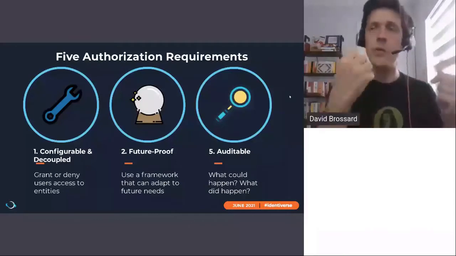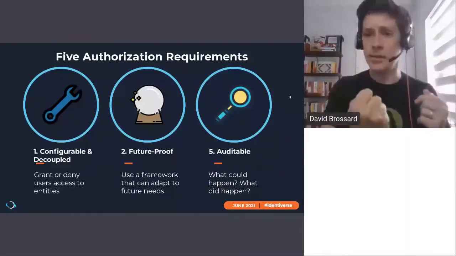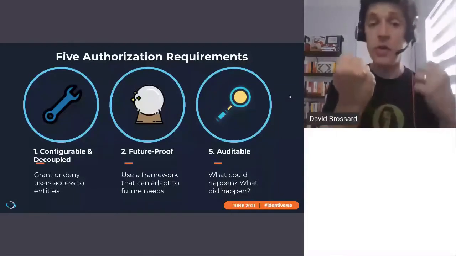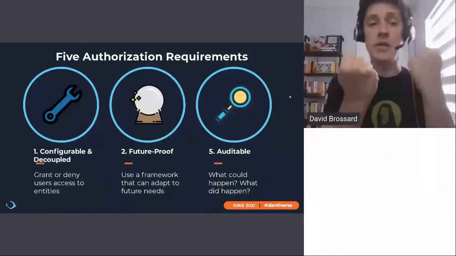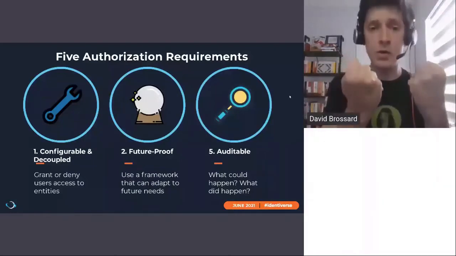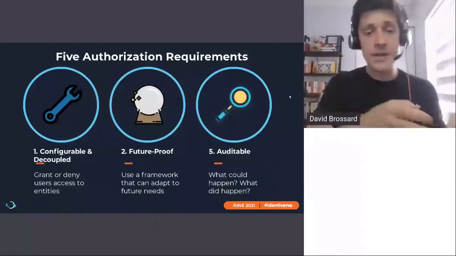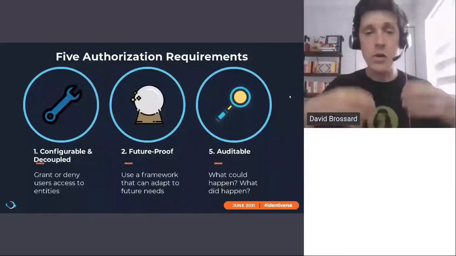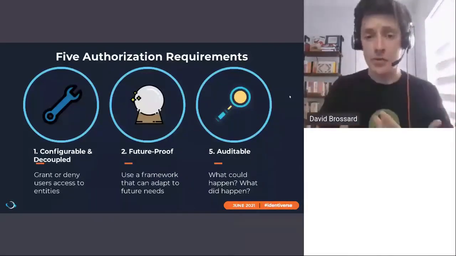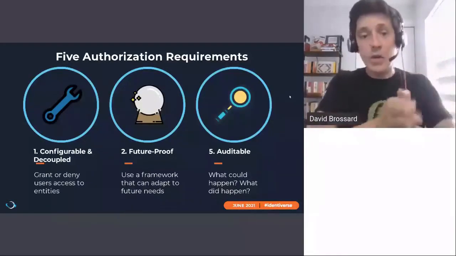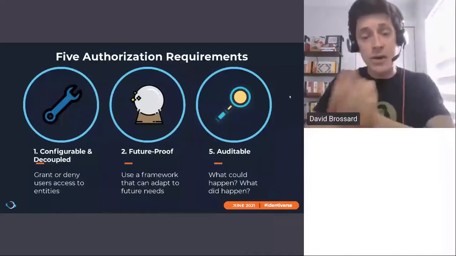Well, you don't want to have to rewrite your app every single time the authorization requirements change. So you want the authorization to be decoupled from the app, and you want it to be configurable. You don't want it to be code. You want it to be something that can be updated very quickly. And that takes us to the second point here, which is you want your authorization framework to be future-proof. You have authorization requirements today, and you want those requirements to be addressed by the framework tomorrow.